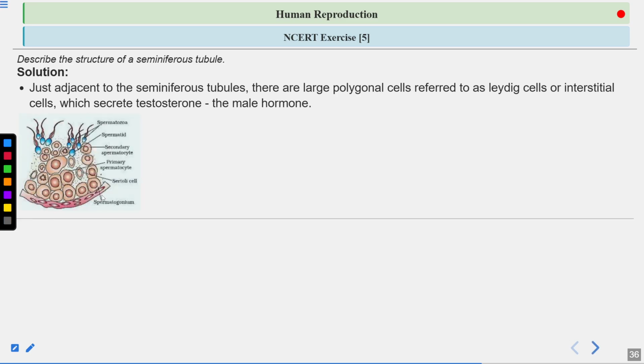So here you can draw this diagram for the seminiferous tubules. This is the section of the seminiferous tubule. On the inside of the seminiferous tubule, you can see spermatogonium, which are diploid. You can see Sertoli cells. Some of the spermatogonia differentiate to form primary spermatocytes. Primary spermatocytes undergo meiosis I to produce secondary spermatocytes. Secondary spermatocytes undergo meiosis II to form spermatids. And spermatids finally transform into spermatozoa by the process known as spermiogenesis.